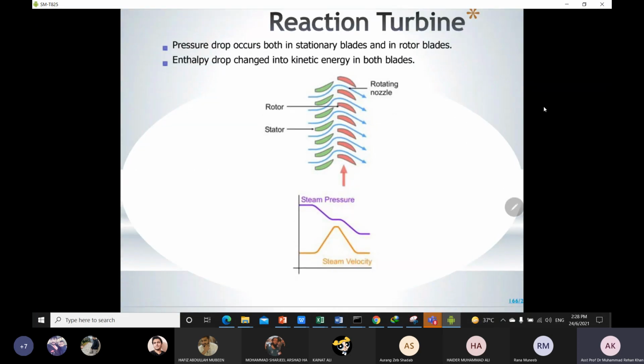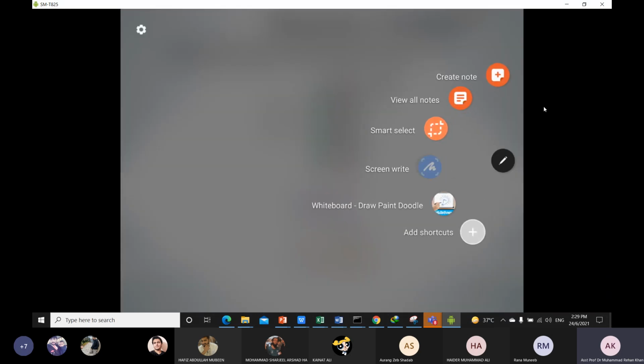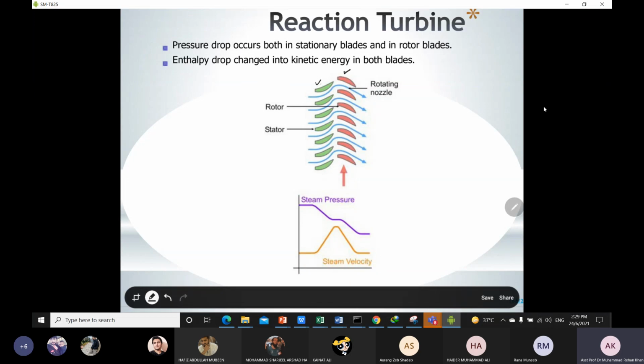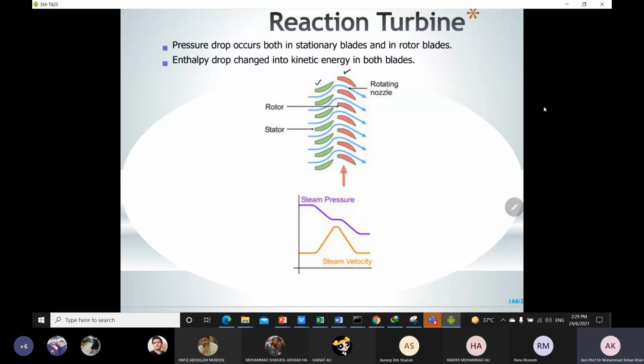Now coming towards the reaction turbine, the same velocity and pressure diagram. As we discussed in the previous figure, in the reaction turbine we have a set of stationary blades and moving blades. All the stationary blades act as nozzles in the case of the reaction turbine. So the pressure drop occurs both in the stationary blades and in the rotor blades. Enthalpy drop changes into kinetic energy in both blades.